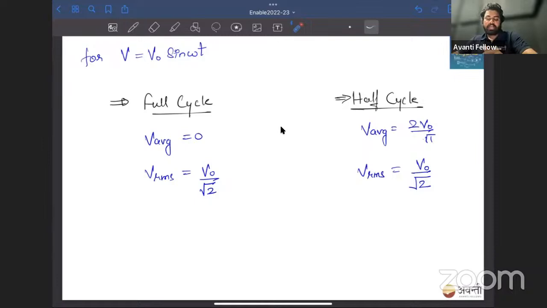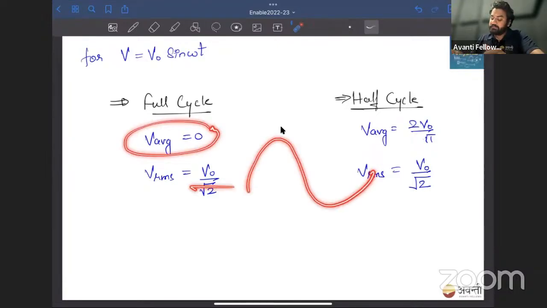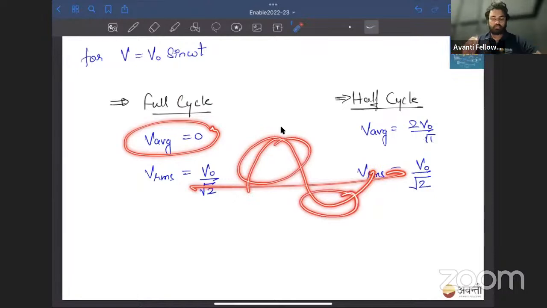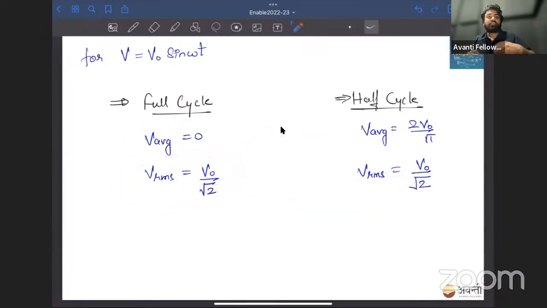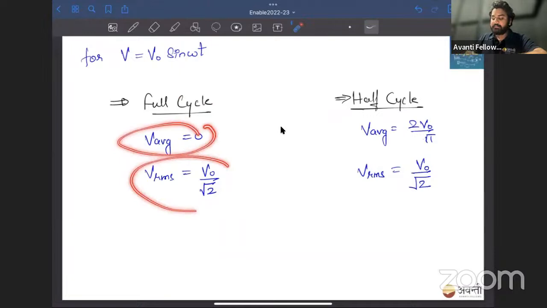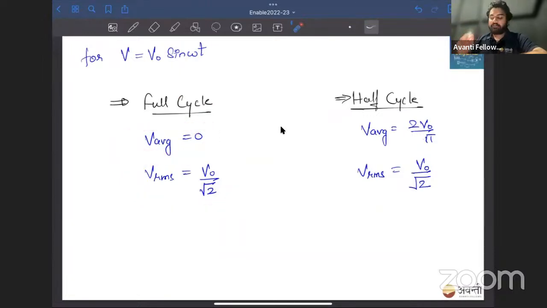So if I talk about average current in full cycle, that was 0. In this full cycle, average current was 0 because positive cancels negative. RMS was V naught by root 2. What I'm talking about is voltage. For voltage also same: average 0, RMS V naught by root 2 for full cycle. For half cycle, average is 2 V naught by pi and RMS is V naught by root 2.